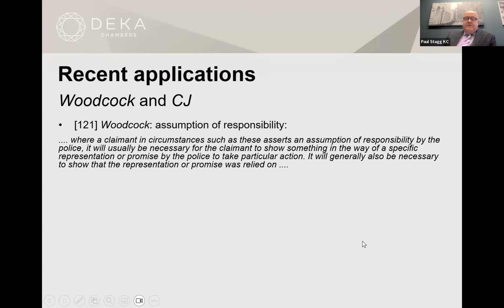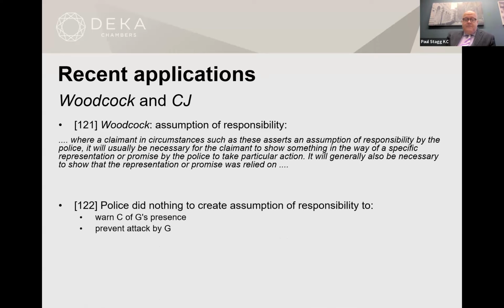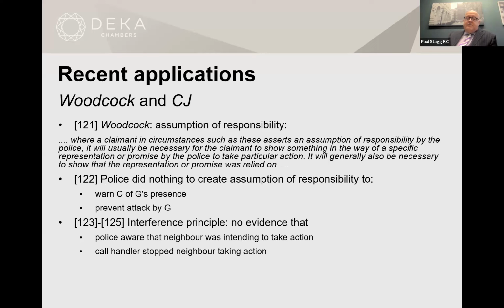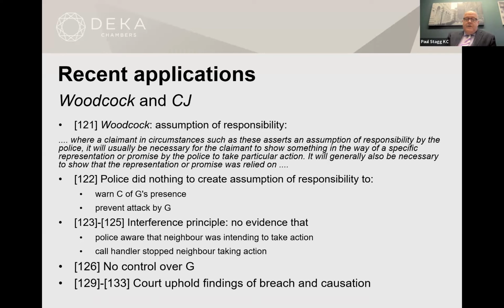In relation to assumption of responsibility, they said that it will normally be necessary for the claimant in a case like this to show something by way of a special representation or promise by the police to take particular action. It will also generally be necessary to show that the representation or promise was relied on. Here, the police did nothing to create an assumption of responsibility, either to warn the claimant of G's presence or to prevent an attack by him. In relation to the interference principle which was relied on, they said there was no evidence either that the police were aware that the neighbour would take action or that the call handler in any way stopped the neighbour taking action. And then they rejected the application of the control exception as well.